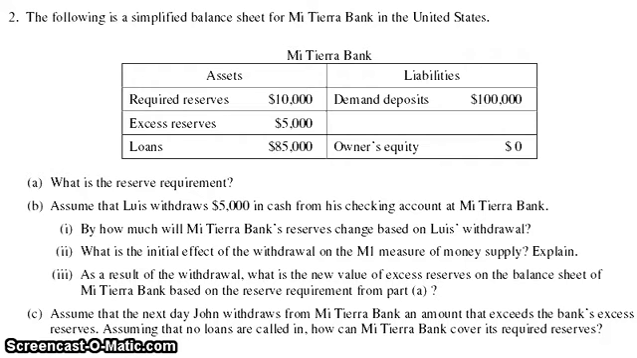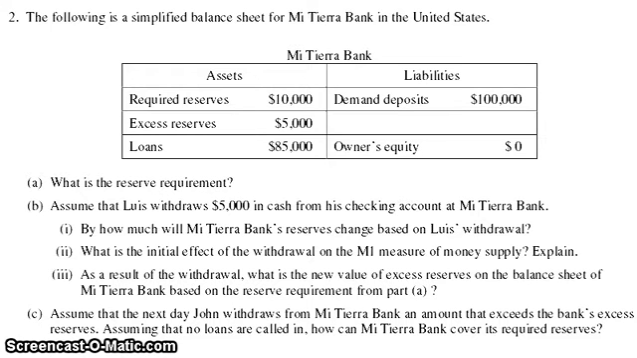We have this T account, a bank balance sheet here, assets on the left, liabilities on the right. Remember that the two sides, assets and liabilities, have to equal each other. So if we have $100,000 in liabilities, the sum of all of the assets must also be equal to 100,000.